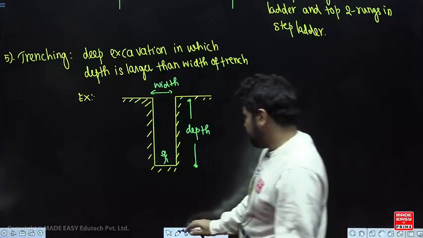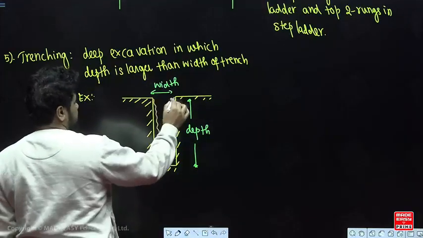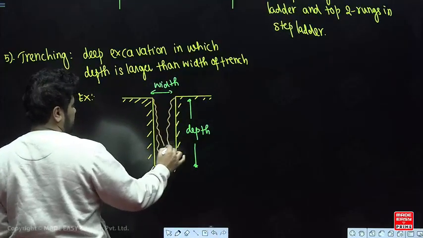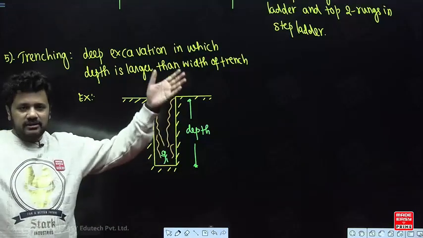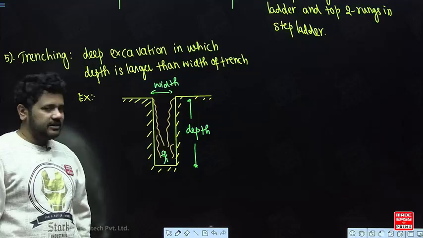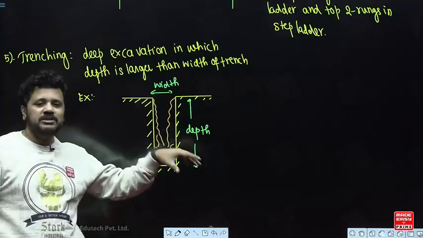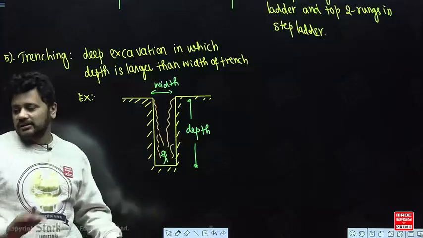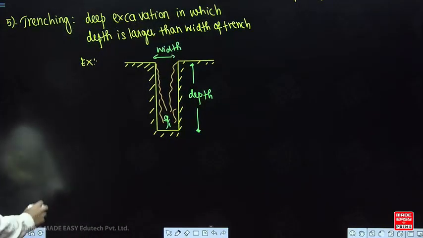Now the problem with the trench is that these soils are very loose. If the soils are loose, the soil will fall on this person and the person will get entrapped, है ना. Due to the loose soil, there will be a kind of landslide, right. So there will be sliding of the soil, and the person who is working in this trench will get entrapped, right. So that is called trenching.